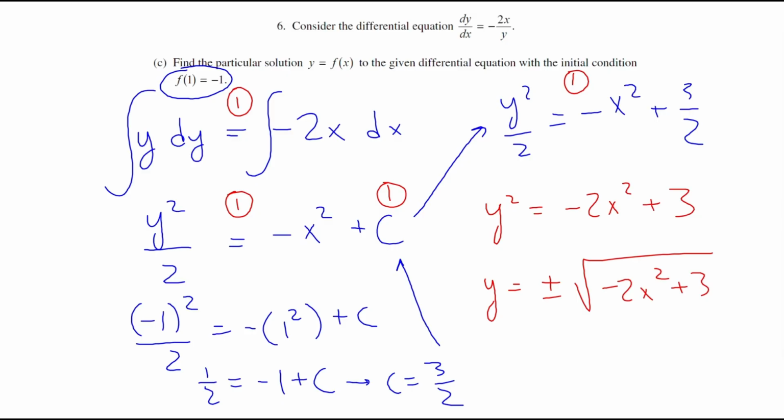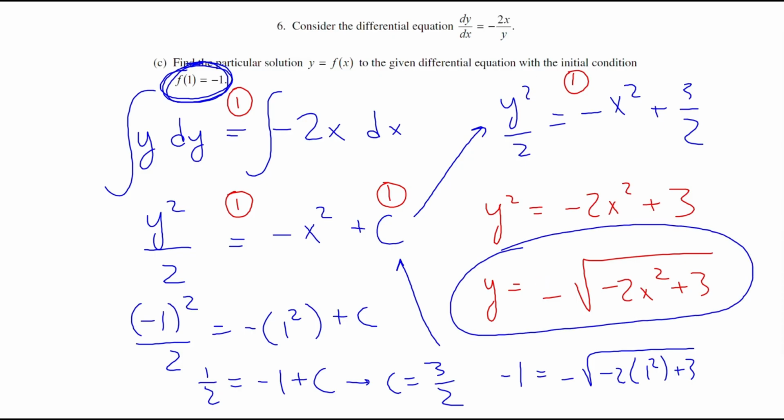But we can't pick both of those. We have to go back again to our initial condition that when x is 1, y needs to be negative 1. So if we say negative 1 equals plus or minus the square root of negative 2 times 1 squared plus 3, well, clearly we can't have negative 1 equals a positive square root. We need to have negative 1 equals the negative square root. So we'll get rid of the plus sign there. And our final answer should be y equals negative square root of negative 2x squared plus 3.